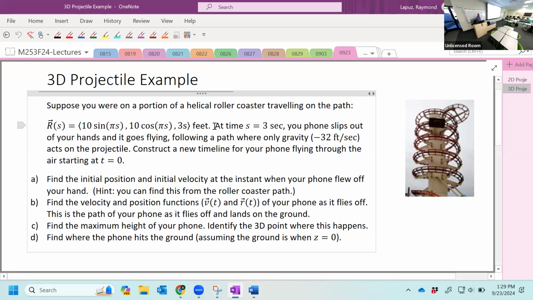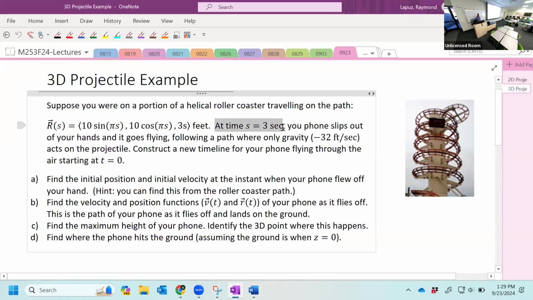So 3 seconds from the starting time, you're taking a selfie and then your phone slips out of your hands and goes flying. And so as it goes flying tangent to that curve, it just flies up somewhere, and I'm assuming you're going upward. So as the speed of the roller coaster is going up in this helix, you let go of your phone and your phone goes flying out. And then from there, you want to track your phone, when your phone hits the ground and stuff like that.